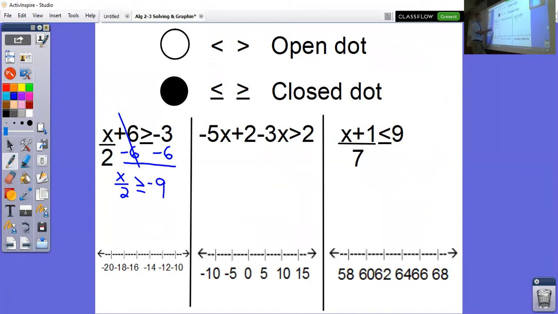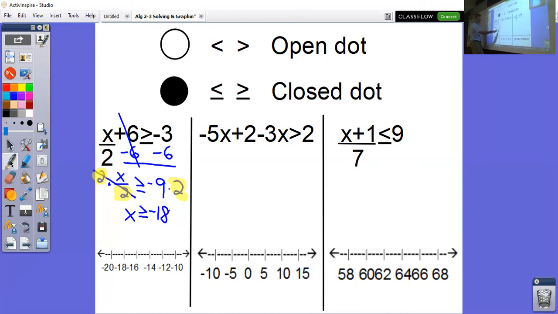This says X divided by 2. The opposite of divide is times. So times 2 and times 2. Bring down our inequality symbol. Negative 9 times 2 is negative 18. We're not flipping the sign. Remember, we only flip the sign if that bottom number is negative, because we're multiplying by a positive 2. Yes, there's a negative sign in the problem, but we're multiplying by a positive 2.